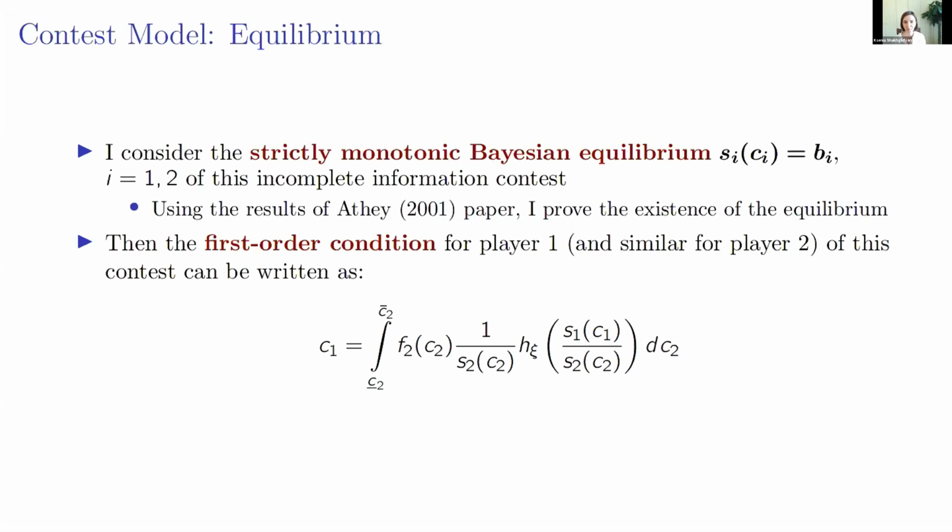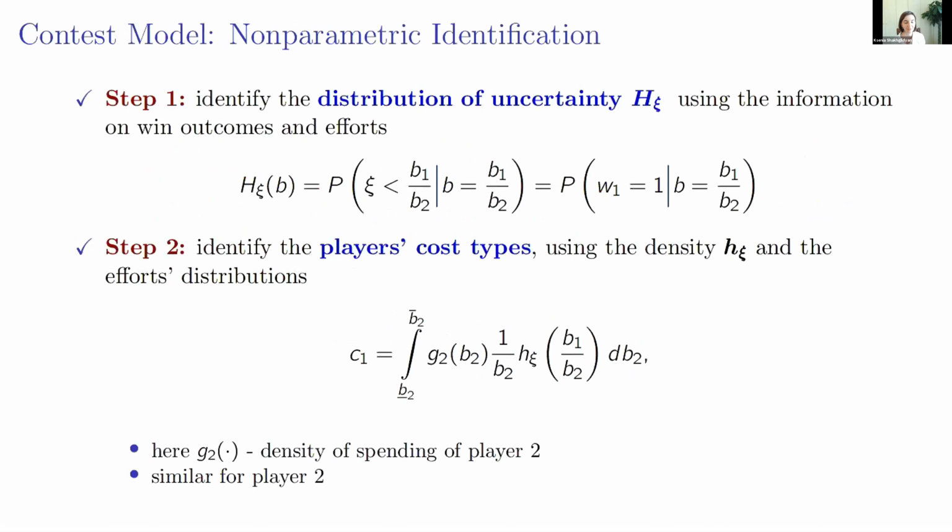Now I will briefly summarize the theoretical results. I consider the strictly monotonic Bayesian equilibrium of this incomplete information contest. I prove existence and I derive the first order conditions of this model. And then I propose a novel two-step identification procedure.